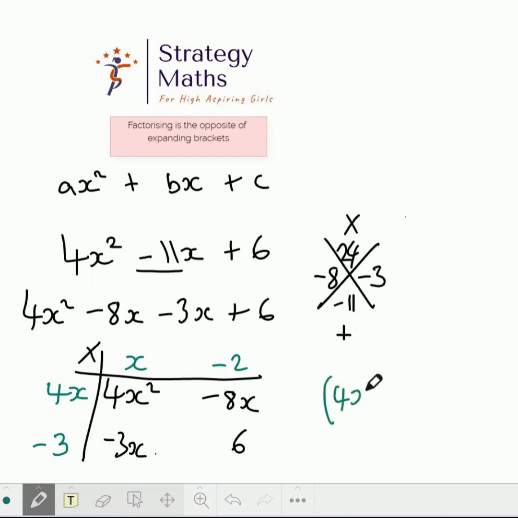So in the first bracket, we want 4x minus 3, and in the other bracket, we want x minus 2. So there is our factorised answer.